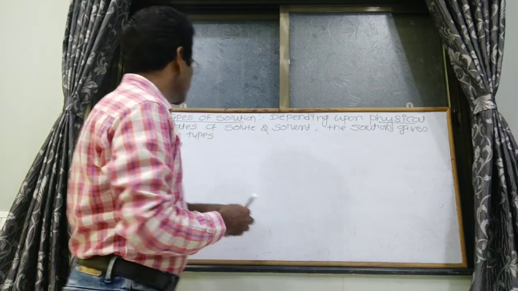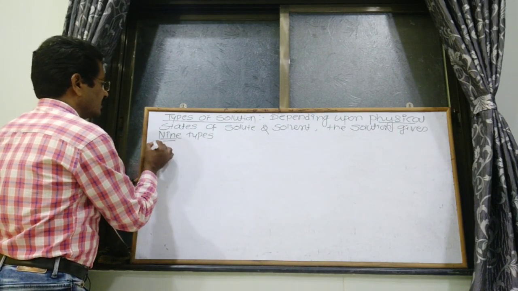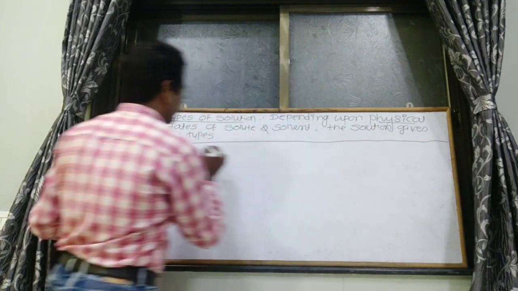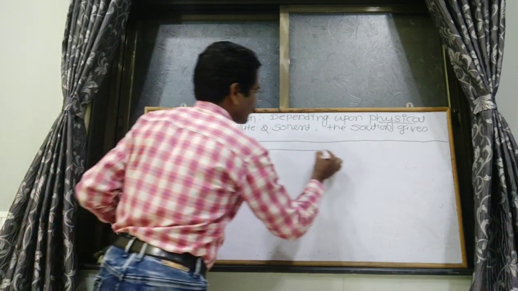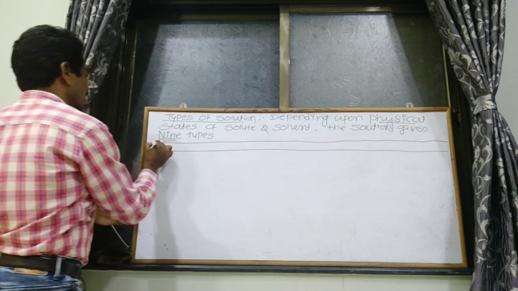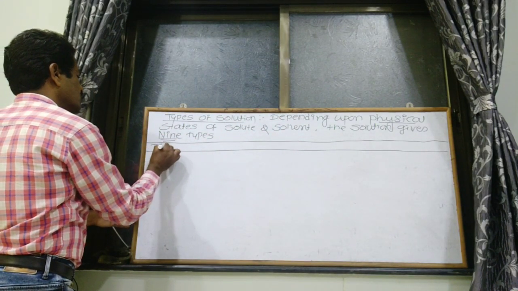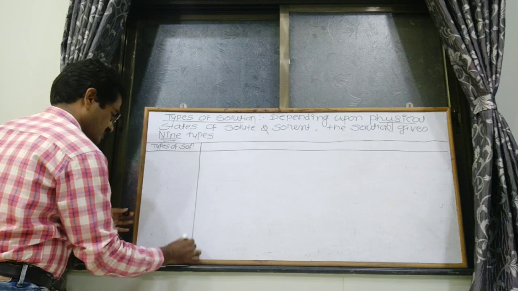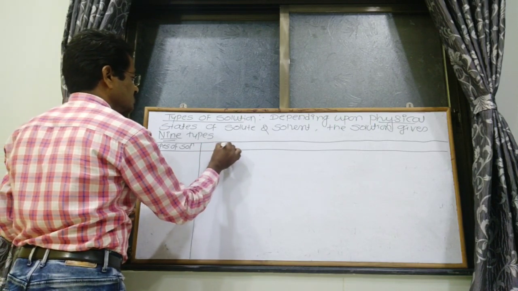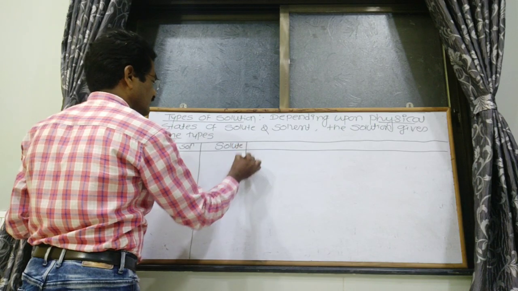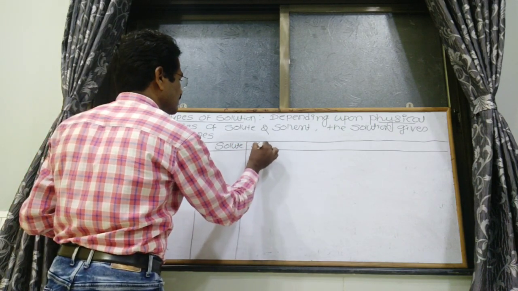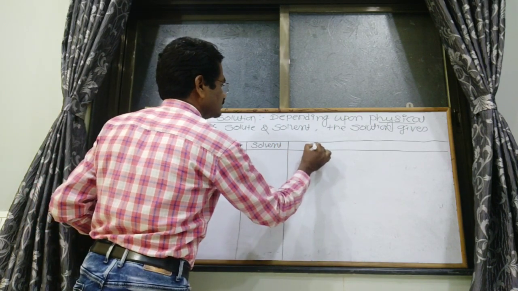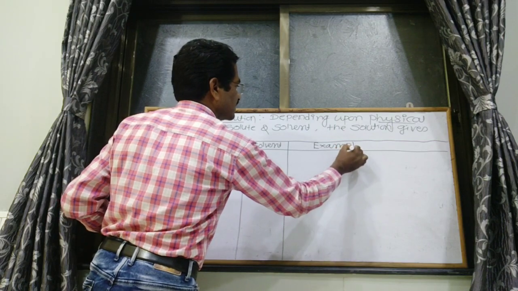For that purpose, first of all, see the table of types of solutions. Here, the first column is the types of solution, the second column is the solute, the third column is the solvent, and the last column is the examples of those solutions.